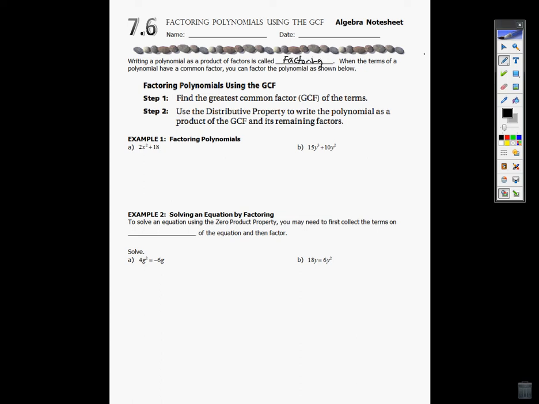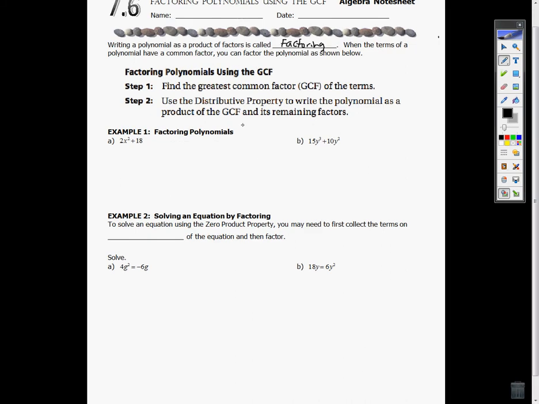I'm going to zoom in a little bit here. Okay. So the GCF, or the greatest common factor, is literally defined as the greatest factor in common between two numbers, or two monomials.